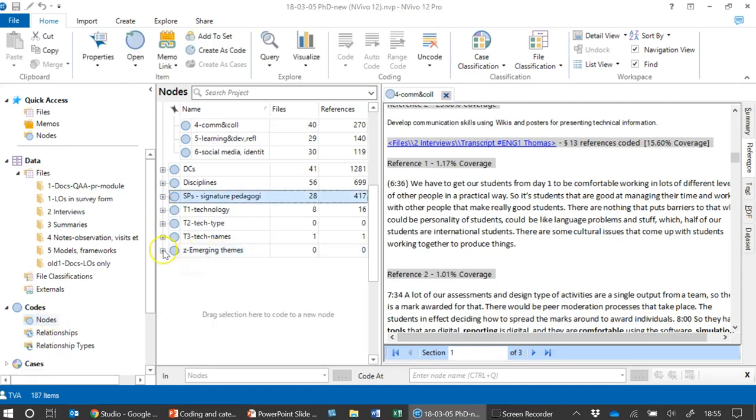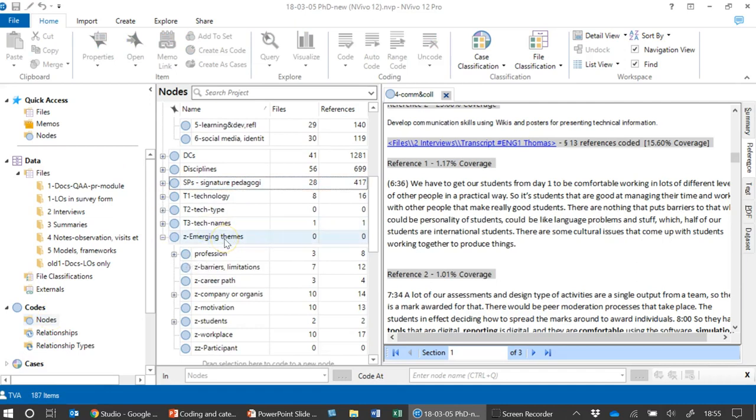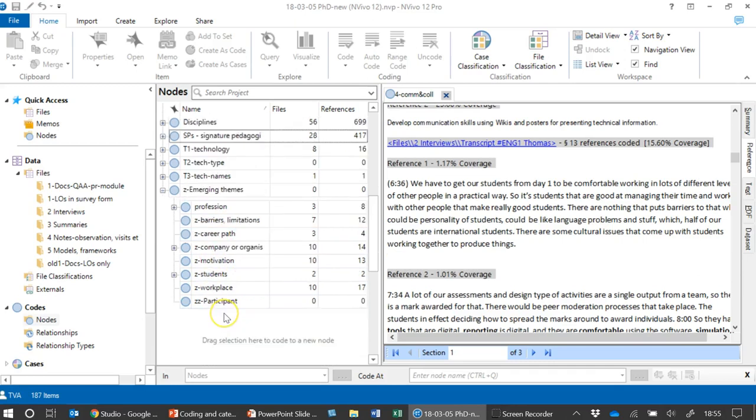There were also, however, emerging themes. So there were also codes, or nodes, that I used which did not exist before I started data analysis. For instance, I later grouped these in one place under emerging themes. So these were the emerging themes here. And there were other ones that came up as I was going about the data analysis.